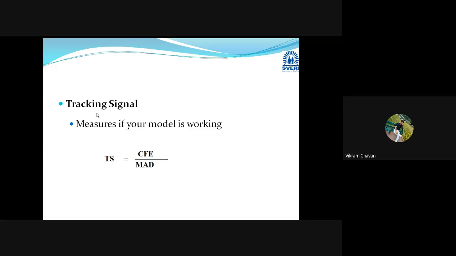The tracking signal you can write as TS. Capital T, capital S is equal to CFE, that is the cumulative forecasting error, divided by mean absolute deviation. Understood? TS is nothing but the tracking signal, equal to the cumulative forecasting error divided by MAD, the mean absolute deviation. Once we see the problem, we will come to know how to use these formulas. Okay, so shall we move ahead?